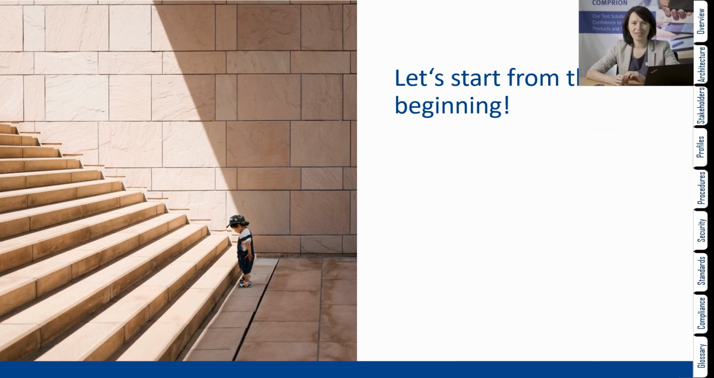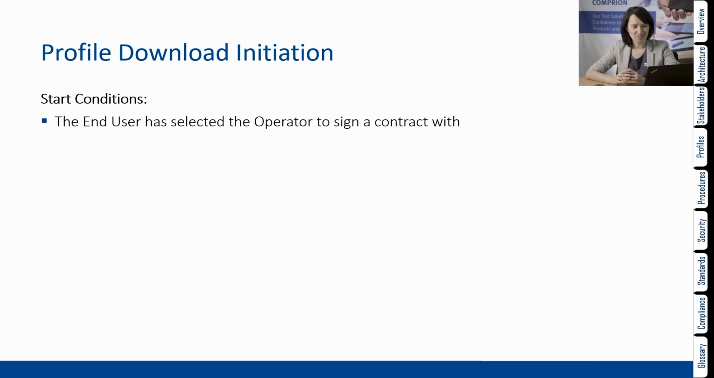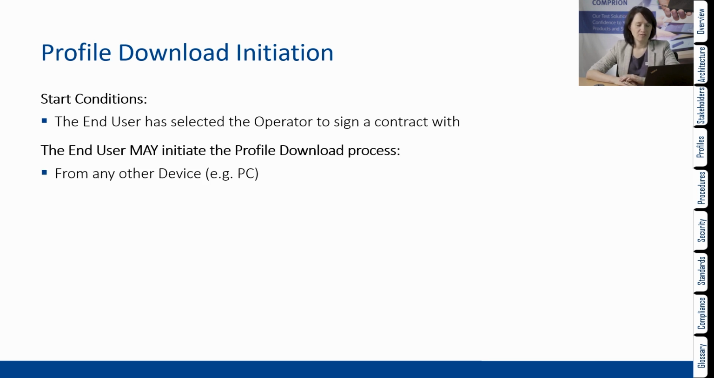Let's start from the beginning. Let's start from the start conditions. The end user has selected the operator to sign a contract with, so this is clear. This part is more informative, it's not mandatory like the other parts. There are many ways to implement this starting part.